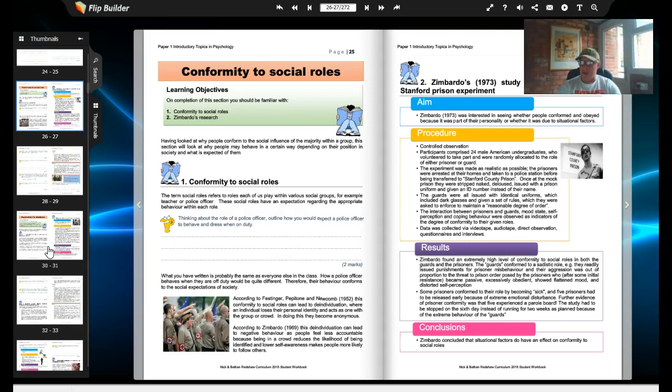According to Zimbardo, 1969, this de-individuation can lead to negative behaviour as people feel less accountable because being in a crowd reduces the likelihood of being identified, and lower self-awareness makes people more likely to follow others. So in other words, being in a crowd, you may think you're not going to get caught, so you can act in different ways.